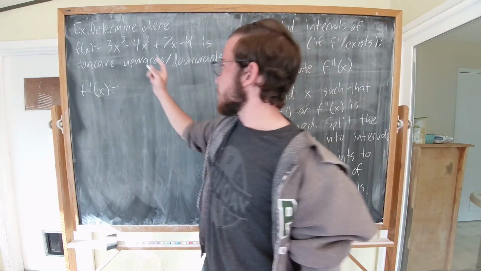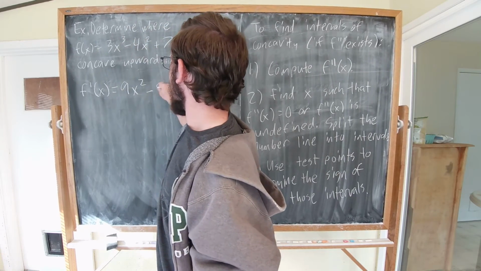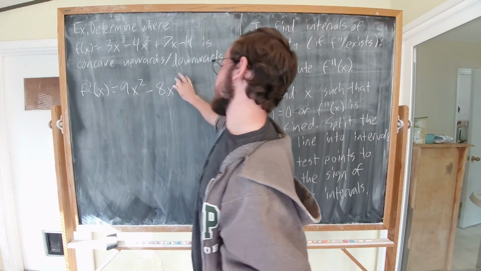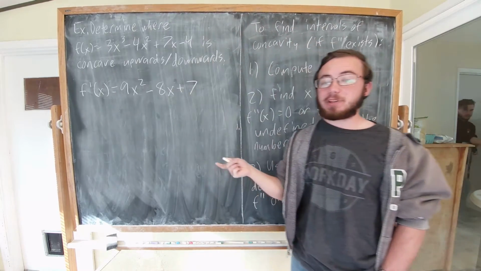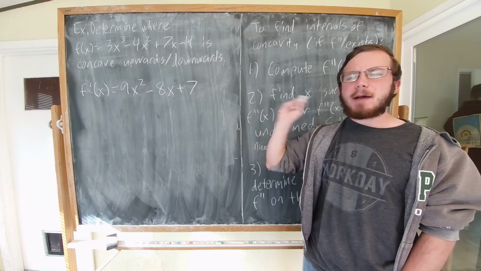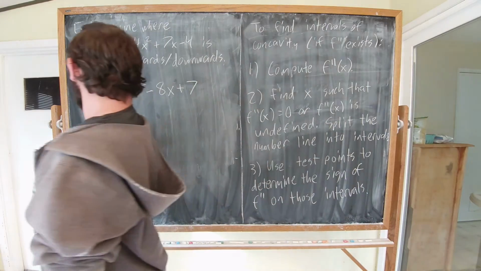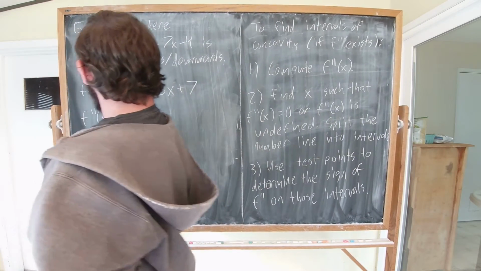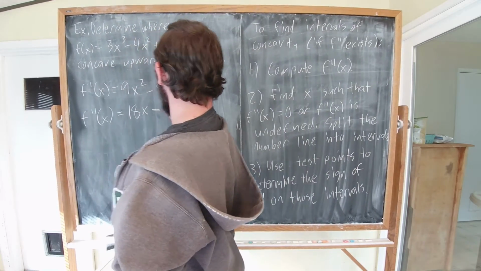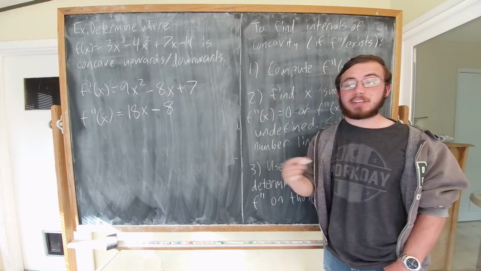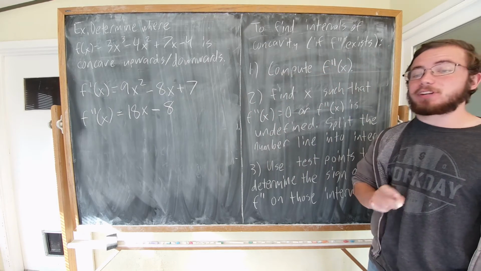And f prime of x in this case would give us 3 times 3, 9x squared minus 2 times 4, 8x to the first, aka just 8x, plus 7, and then the minus 4 gets dropped when we take the derivative. Okay, so that's f prime of x, but now we need f double prime of x, so let's take the derivative again. That'll give us 18x minus 8. And then, again, derivative of 7 is just 0, so that goes away. Alright, so we have step 1. We've computed f double prime of x.